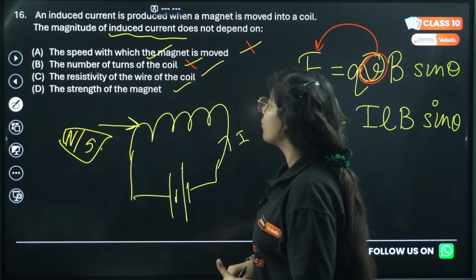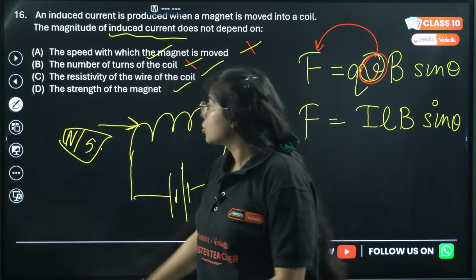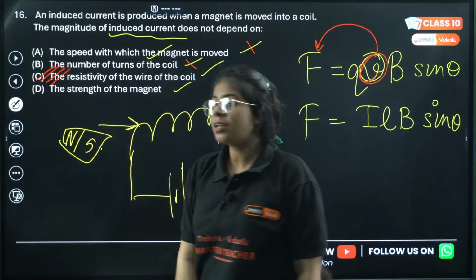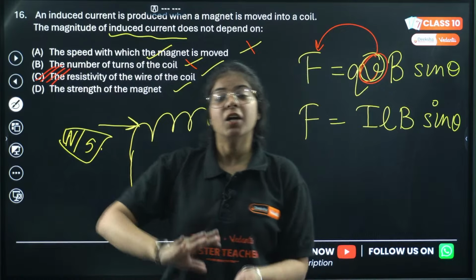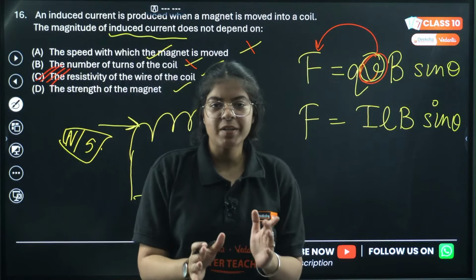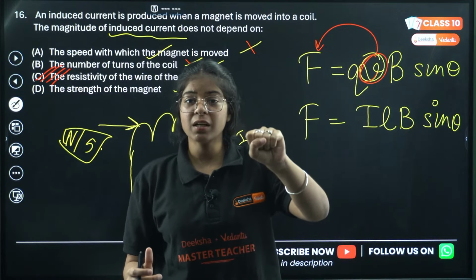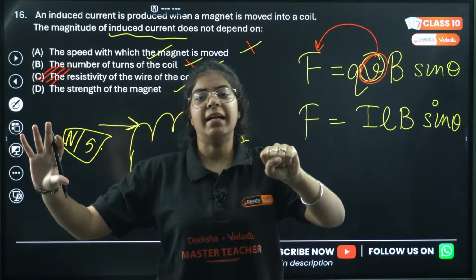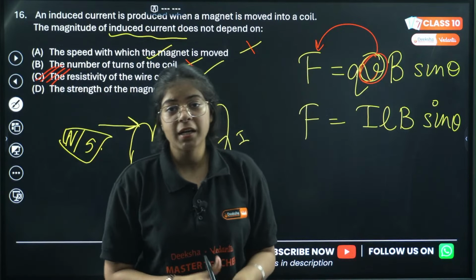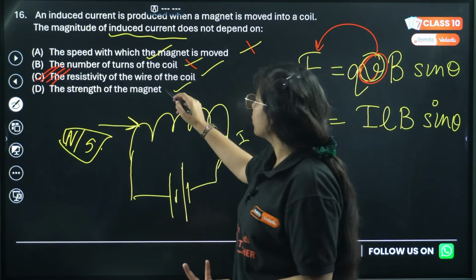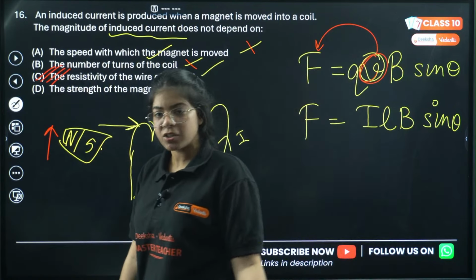The resistivity of the wire, can you see resistivity anywhere in this formula? No, right? On changing the resistivity of the wire, the current can change, but we have taken a wire. Now we are just moving the magnet, and we are asked whether that movement will affect the current in the circuit or not. And the strength of the magnet, of course if we increase the strength of the magnet, the current will change.